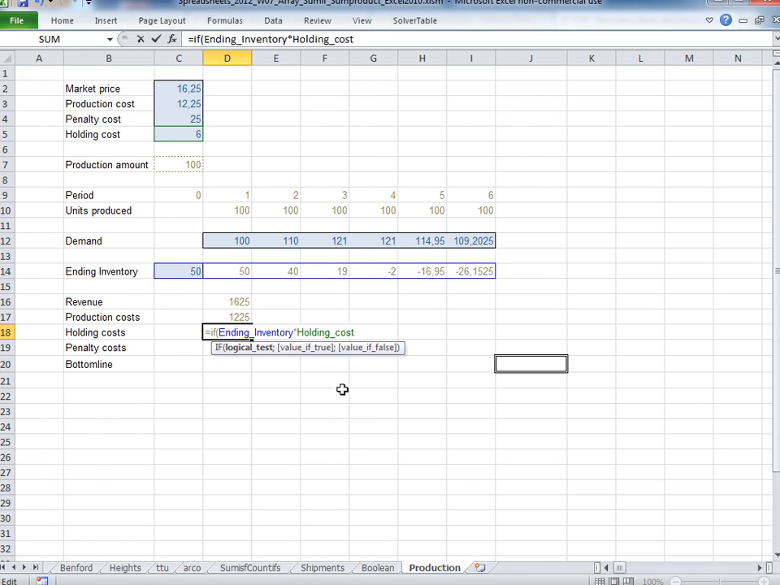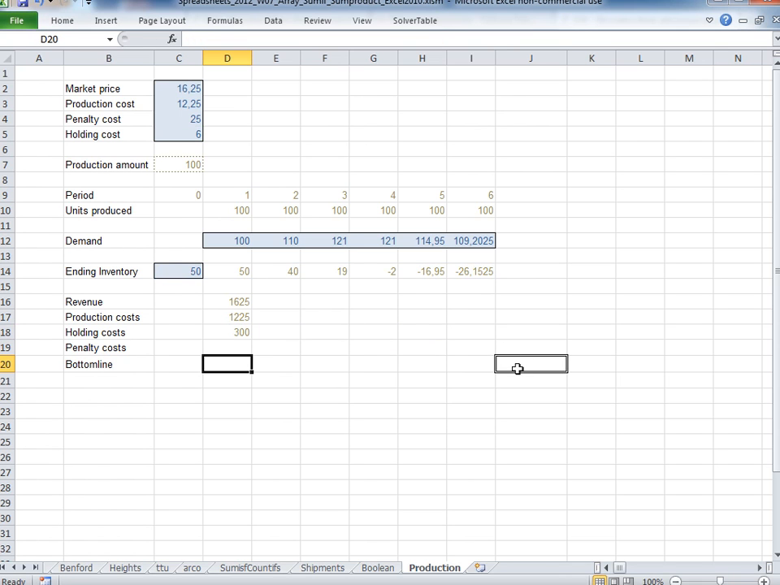Equals if ending inventory is bigger than 0, then the formula we entered, multiplying the ending inventory itself with the holding cost. Semicolon. And in the other case, we have just a 0 as our holding cost. If the ending inventory is negative, we won't have holding costs. Enter. Here it is. This one has the holding cost of 300, and now the penalty cost.